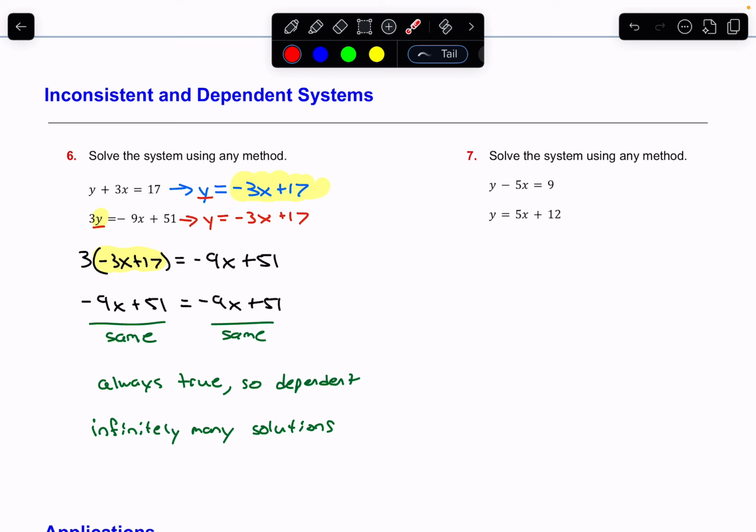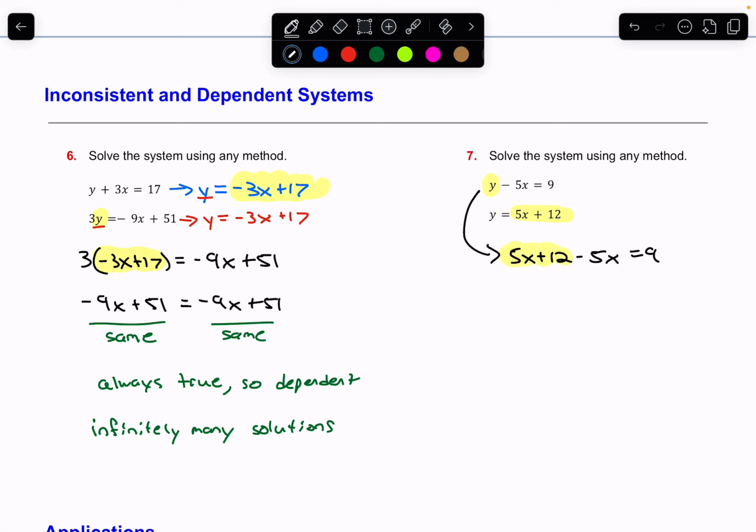Okay, number 7 is going to be the opposite. We're going to get no solutions. Let's see why. We already have y isolated in this second equation. So let's go ahead and plug that in for y in the first equation. So that top equation will become 5x plus 12, because I'm plugging that in for y, minus 5x equals 9. Again, I took 5x plus 12 and I plugged it in for that letter y.